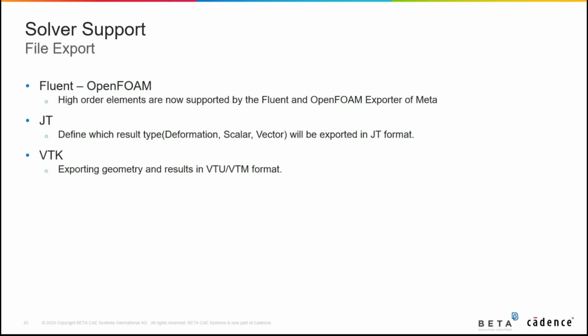High-order elements are now supported by the Fluent and OpenFOAM exporter of META. Also, it is now possible to define which result type will be exported in JT format. Finally, exporting geometry and results in VDU VTM format is now supported.